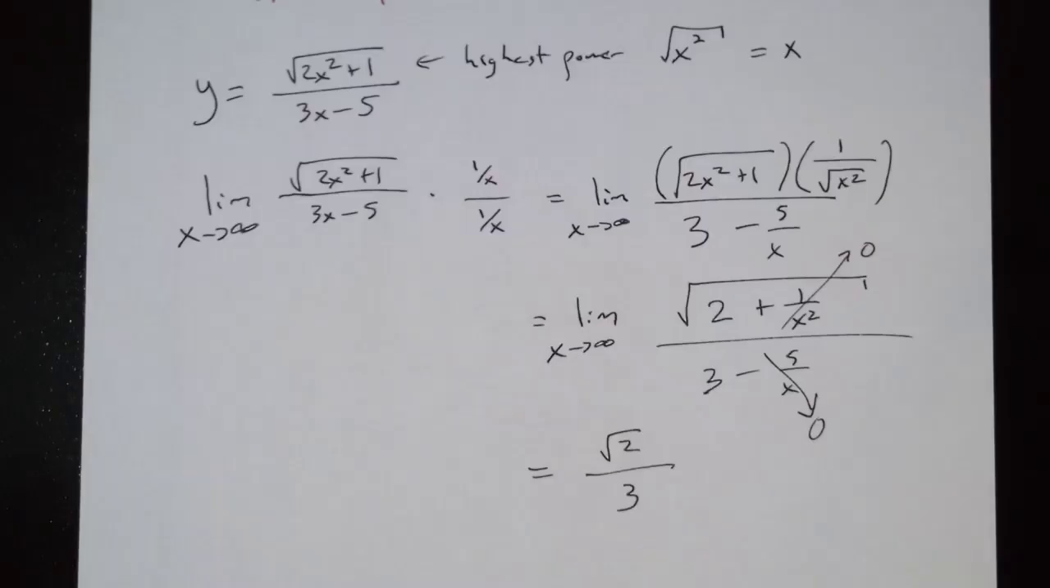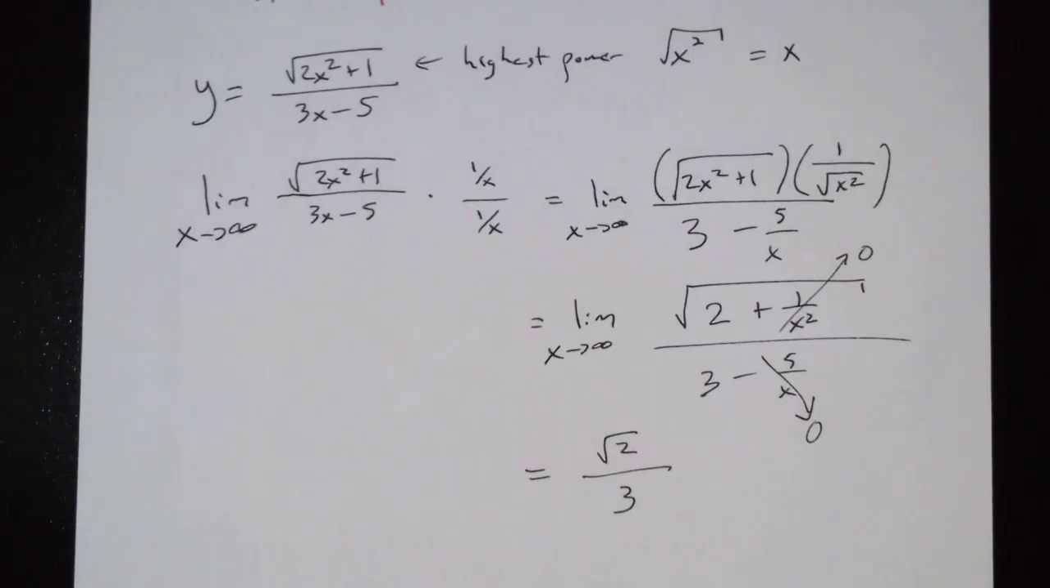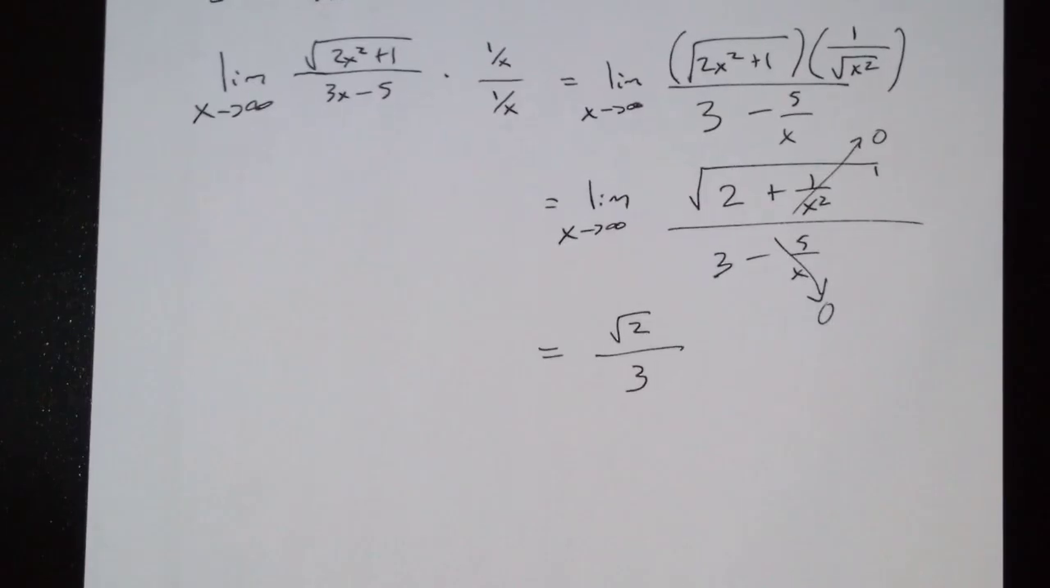However, because this is not a rational function, that square root is messing with me. This may not be the same on the left side as it is on the right side. I've only checked what's happening as we go to positive infinity. What if I want to do the other side and figure out what happens as we go to minus infinity?